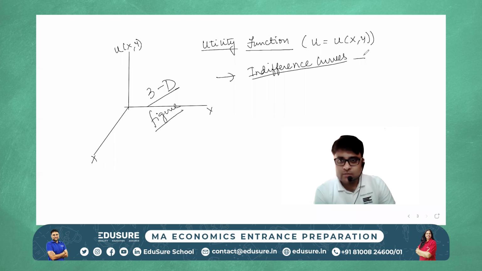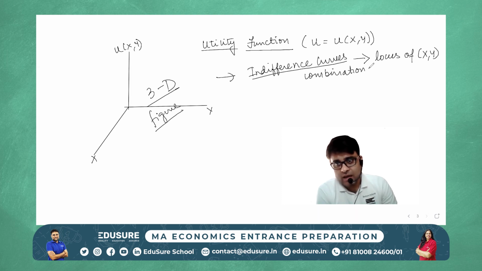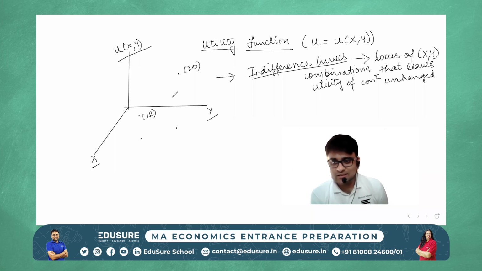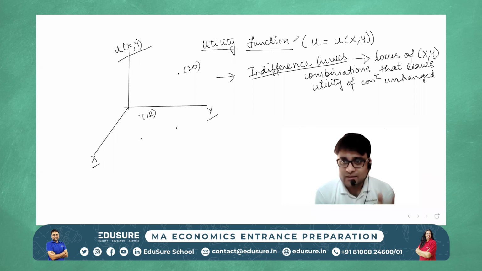Indifference curves enabled an economist to identify the utility of a consumer in a 2D diagram. Now, how did they do that? Indifference curves is basically the locus of all XY combinations that leaves the utility of the consumer unchanged. So in order to come out of the 3D dilemma, the economists came up with indifference curves. Indifference curves, the locus of all XY combinations that leaves the utility of a consumer unchanged. Now, what does this mean exactly?